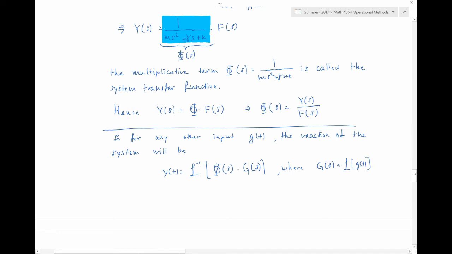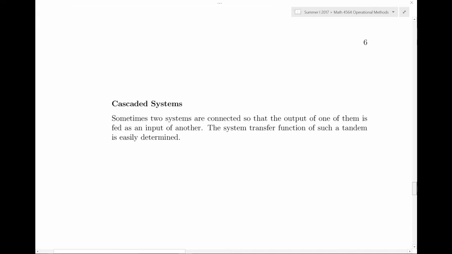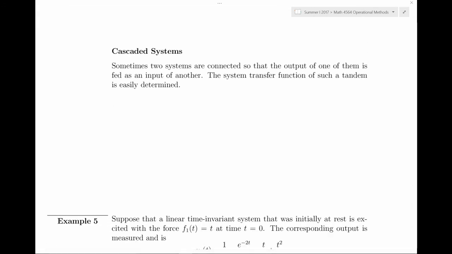The concept of the system transfer function is used extensively in topics like control systems and the analysis of electrical circuits and digital circuits. Another framework where this concept of system transfer function is useful is when we have cascaded systems. When one system has another one as its input, we can look at it in this diagram.